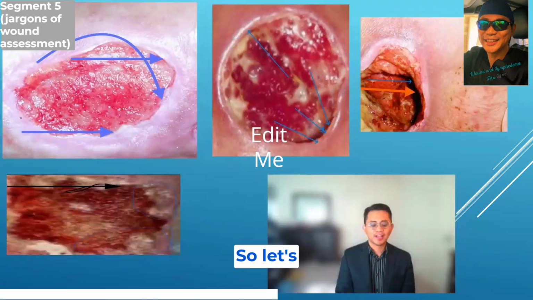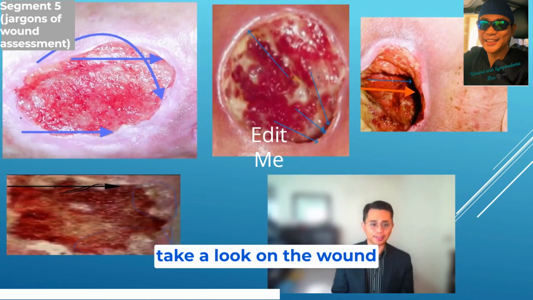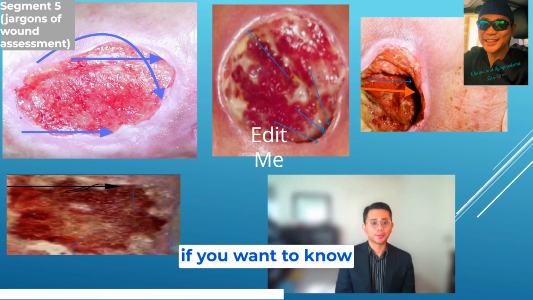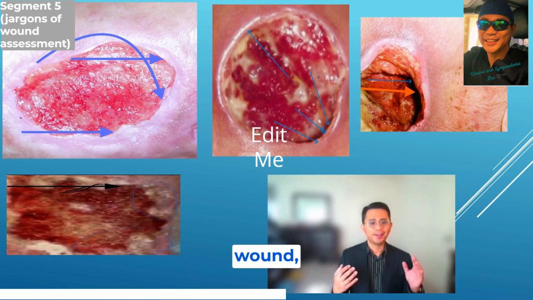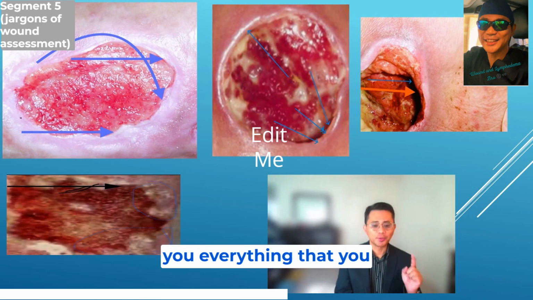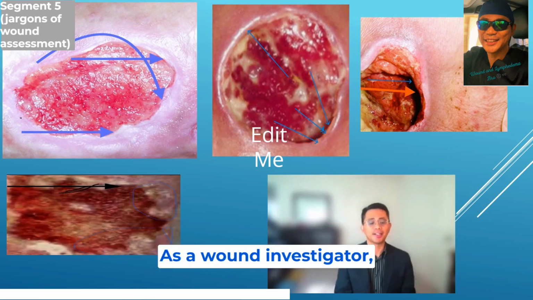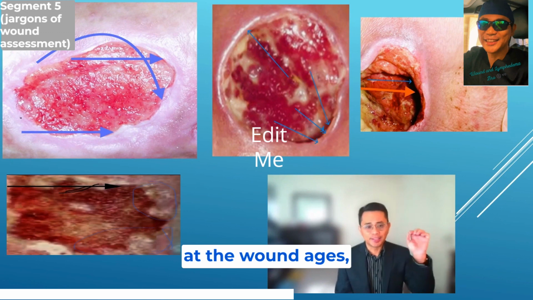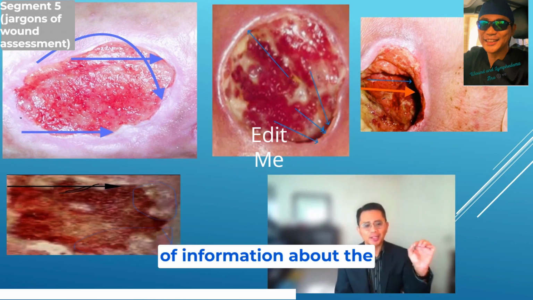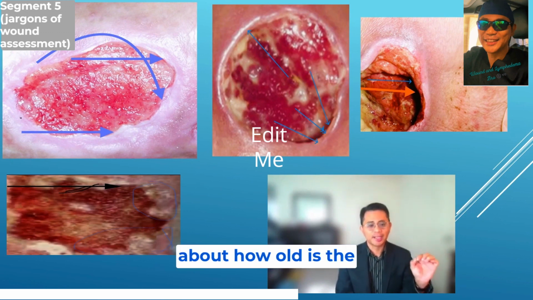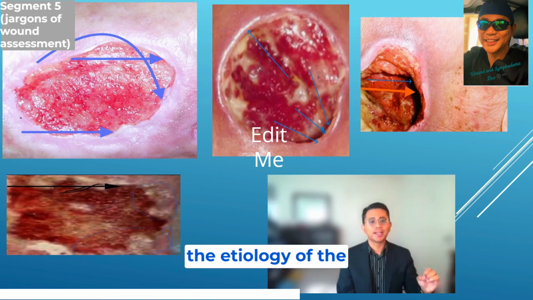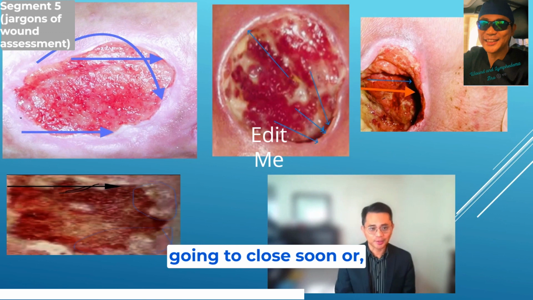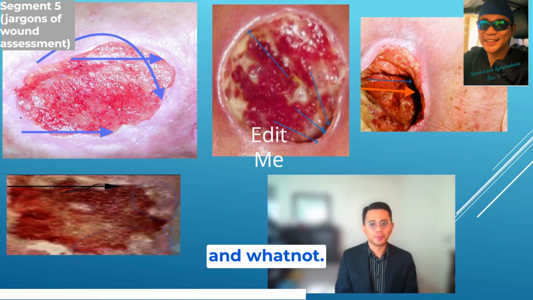So let's move further and take a look at the wound edges. If you want to know anything about the wound, just look at the wound edges and they will tell you everything you want to know. As a wound investigator, by just looking at the wound edges, they will tell you a lot about the wound: how old it is, its etiology, whether the wound is going to close soon, or whether it is stalling, and whatnot.